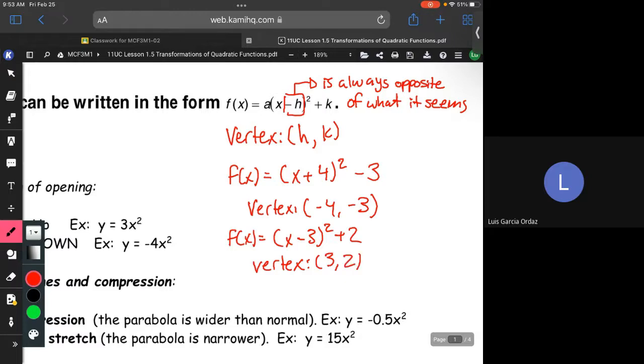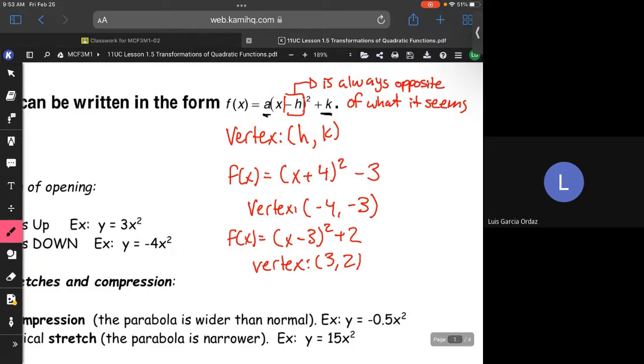So the key thing to remember here is that A and K are always going to stay the same. They're never going to switch their sign, unlike the H. So A and K will always remain whatever they appear to be. H is the only one that switches because we have to basically solve for x in the bracket.